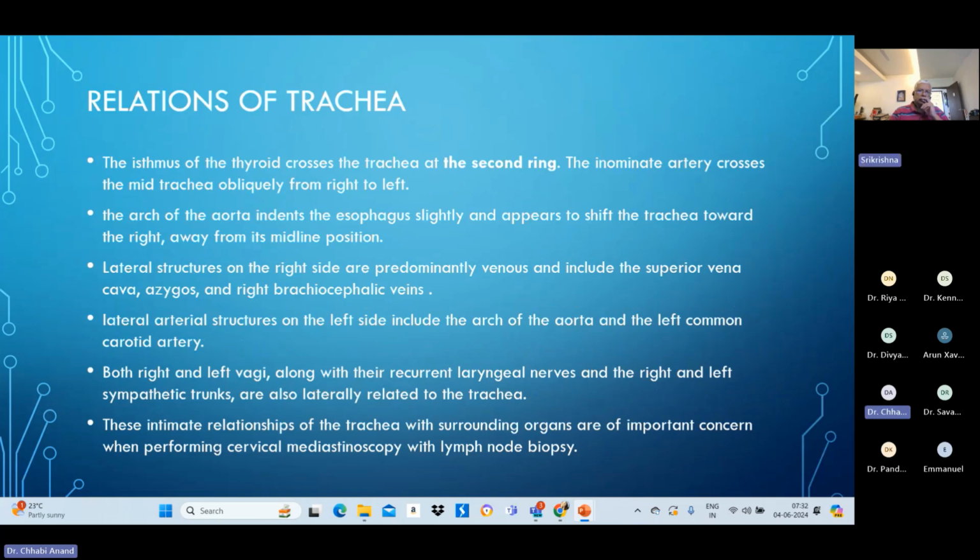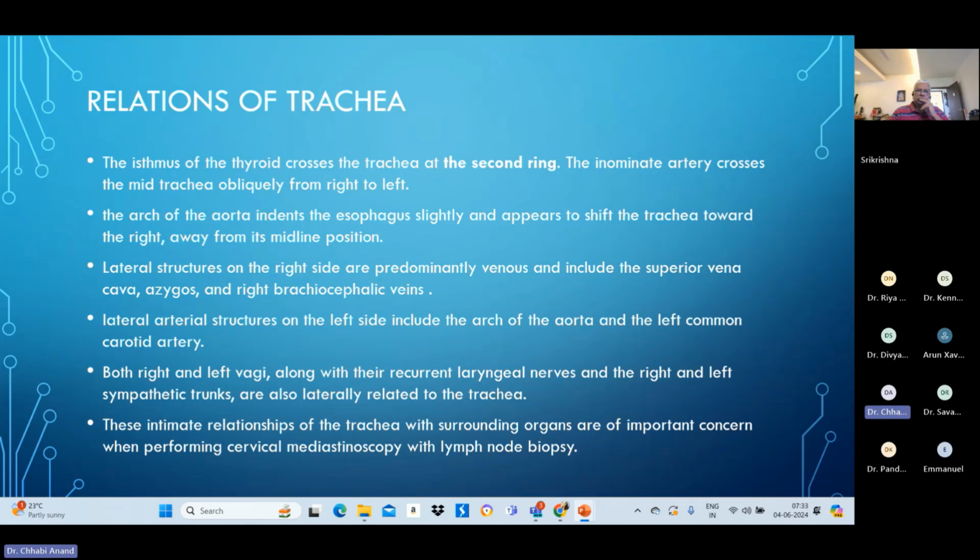Relations of trachea. The isthmus of the thyroid crosses the trachea at the second ring. The innominate artery crosses the mid-trachea obliquely from right to left. The arch of aorta indents the esophagus slightly and appears to shift the trachea towards the right, away from its midline position. Lateral structures on the right side are predominantly venous and include the superior vena cava, azygos, and right brachiocephalic veins. Lateral arterial structures on the left side include the arch of aorta and left common carotid artery.